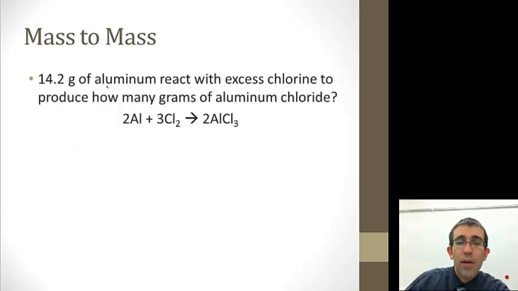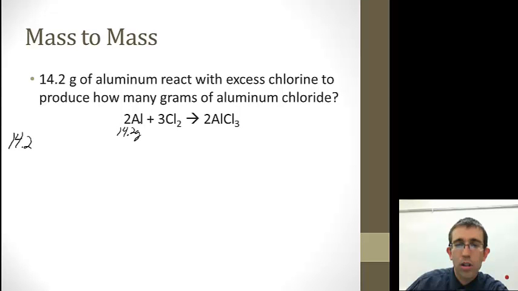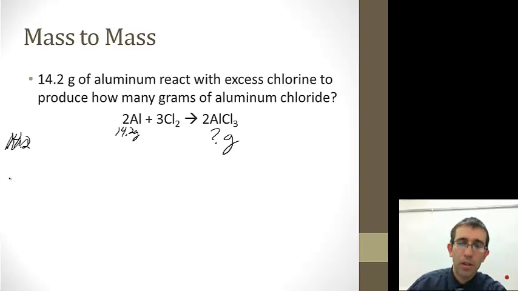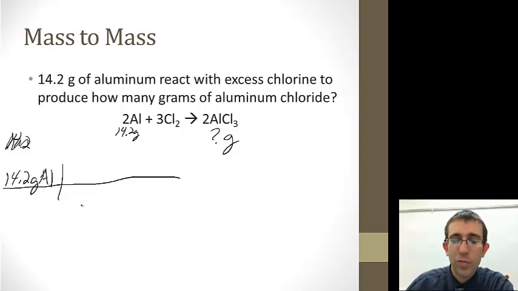So here we go. We got grams of aluminum reacts with excess chlorine to produce how many grams of aluminum chloride? So I got 14.2 grams of aluminum. How many grams of aluminum chloride? That's this one. And I want grams. Remember that excess chlorine means you have a bunch, not a part of the problem. So 14.2 grams of aluminum is the start of our flow chart. So that's a nice straight line I just made.